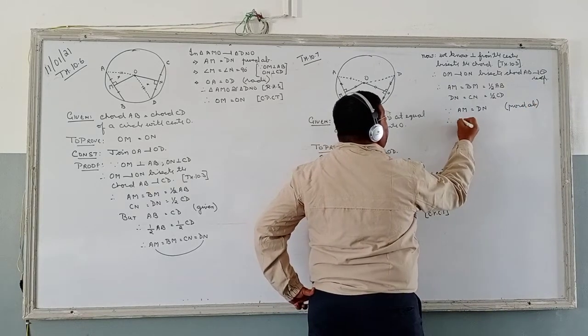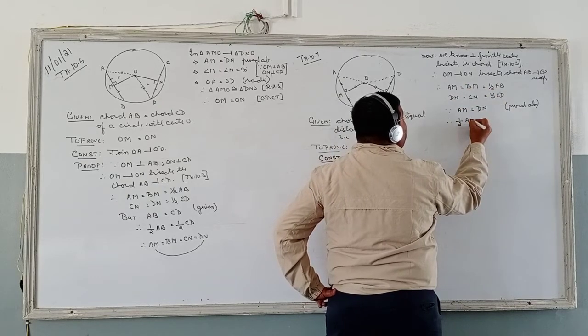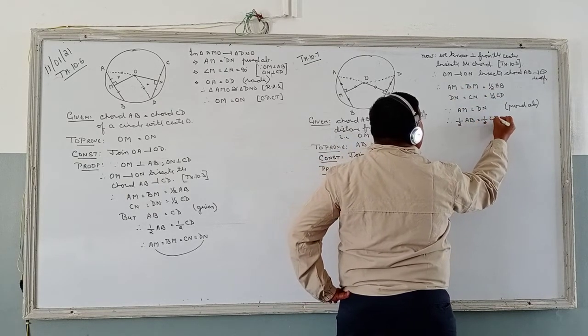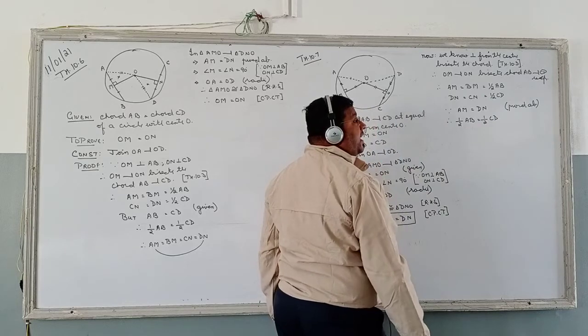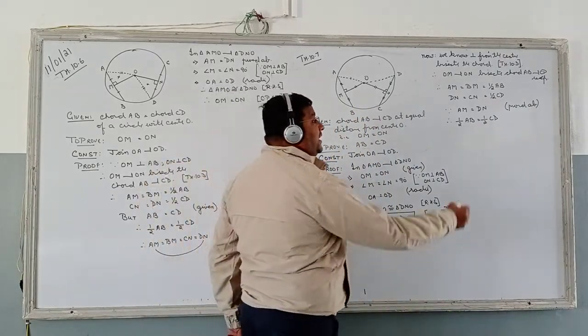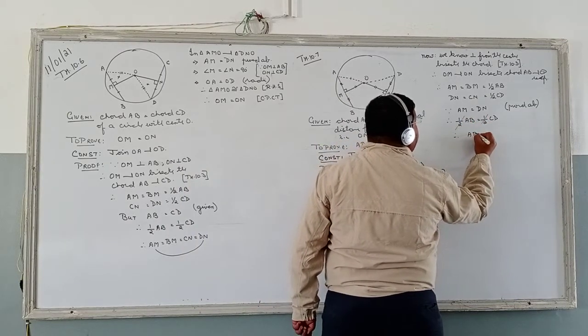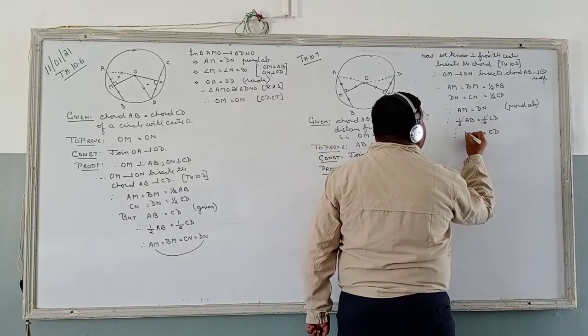So therefore, half of AB, that is AM. What is half of AB? AM. Half of AB is equal to half of CD. And if halves are equal, their doubles are also equal. Can you see? Can I cancel this half and half? So therefore, what is left? AB is equal to CD.